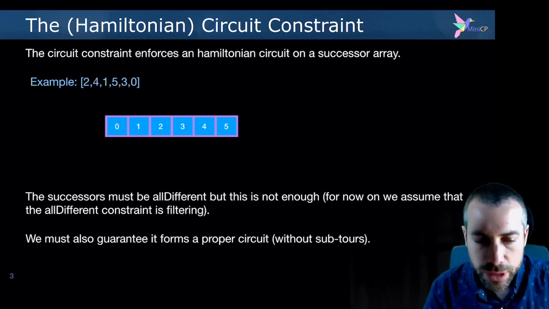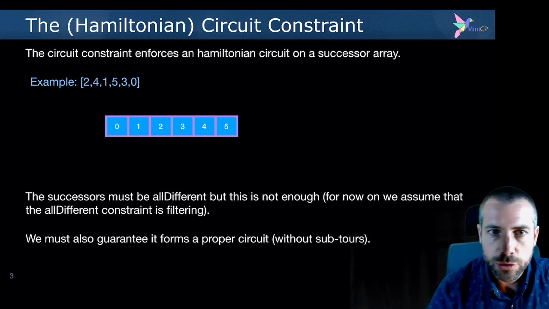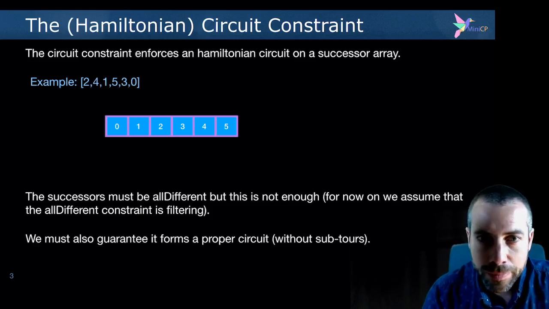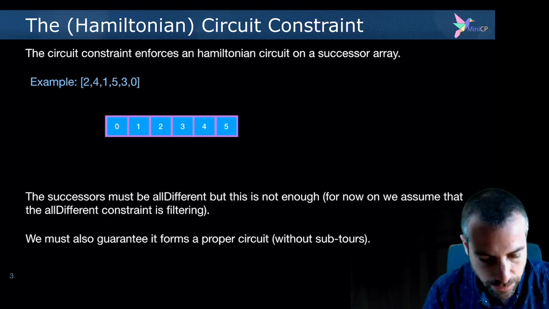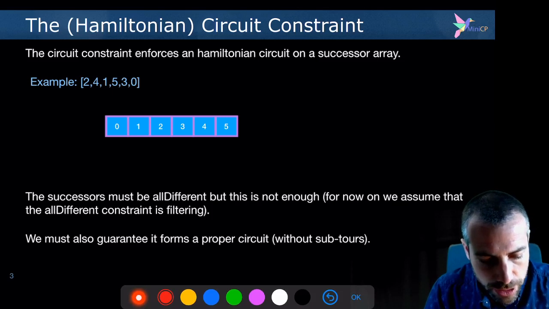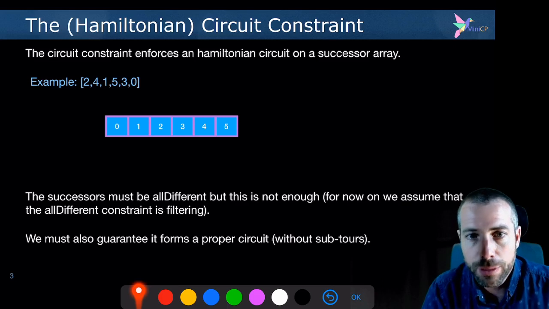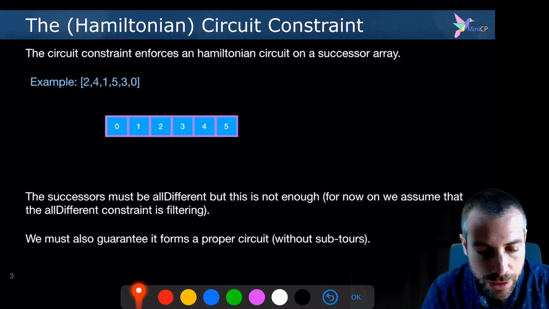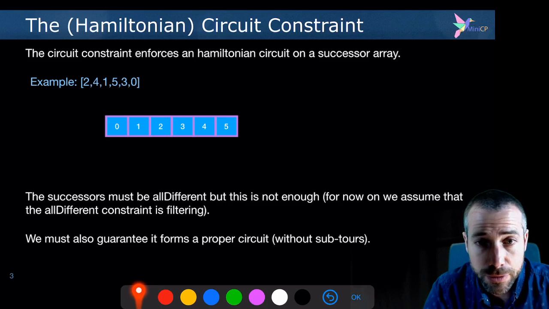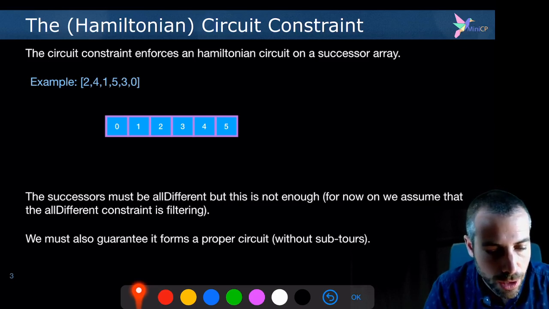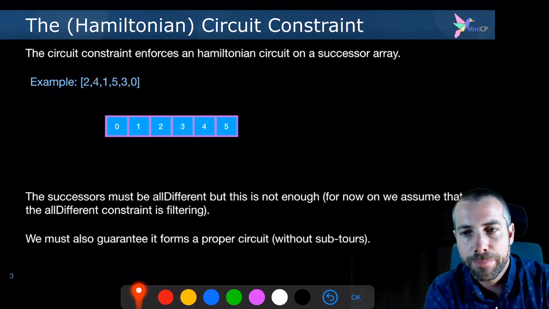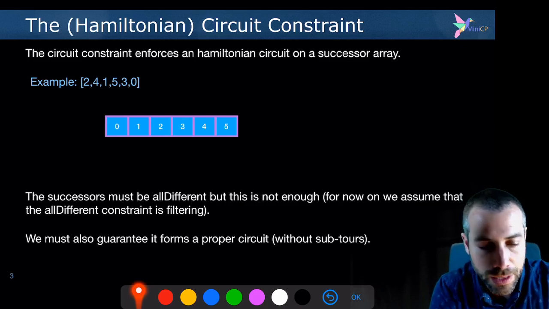We will discuss the circuit constraint, a constraint which is useful to enforce a Hamiltonian circuit, which means that you need to visit every city exactly once in a graph. To model this problem, the Hamiltonian circuit problem, which is a frequent subproblem that you may see in many different contexts, like vehicle routing problems or the TSP, we will use what we call the circuit successor model.